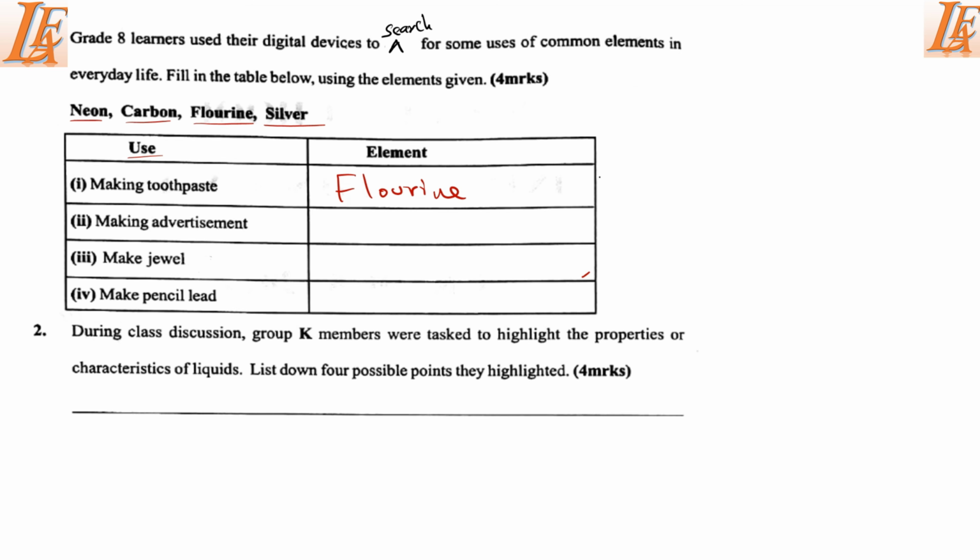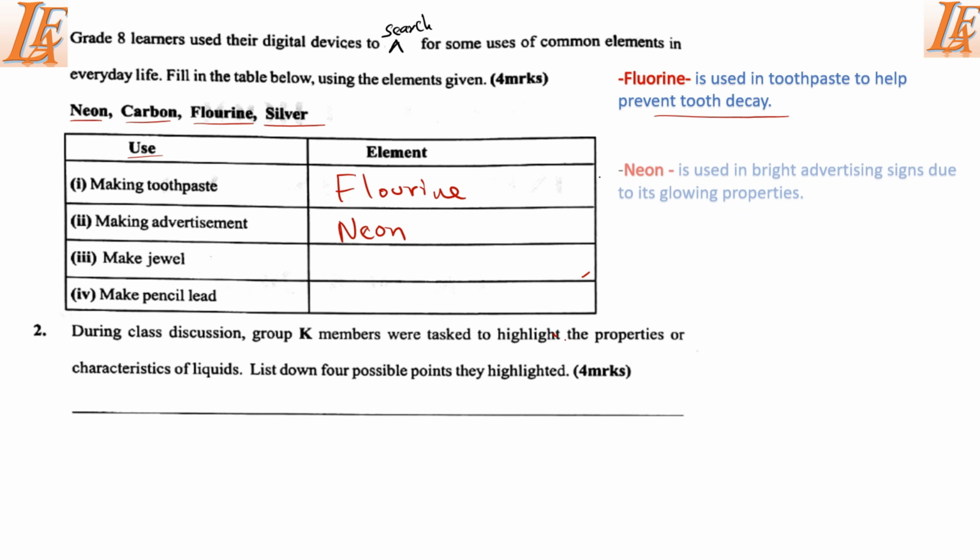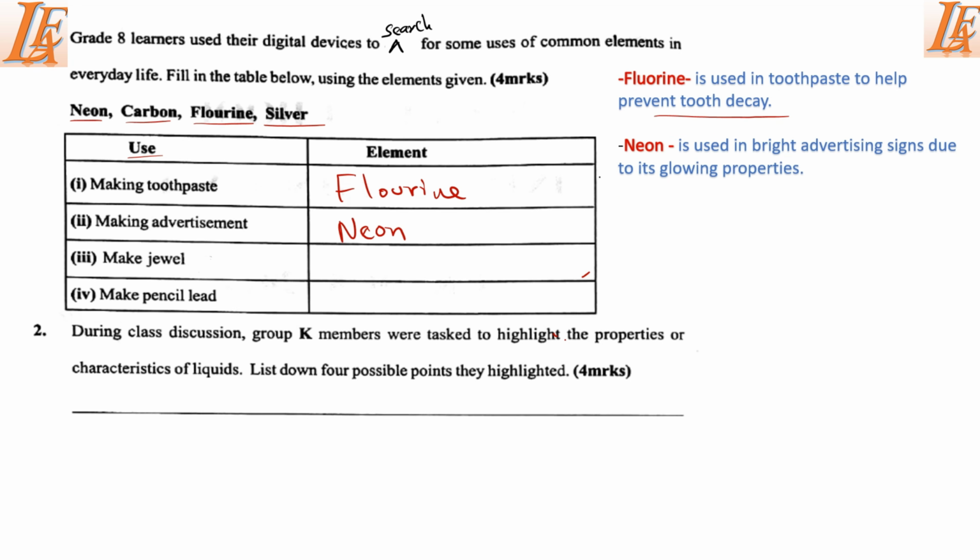Fluorine, which is atomic number 9. And the reason why we use fluorine is because fluorine prevents tooth decay. The second use that we have been given is making advertisement. In making advertisement, we use an element called neon. And if you remember, in the periodic table it is atomic number 10. Now, the reason why we use neon is because it is bright and it has glowing properties.